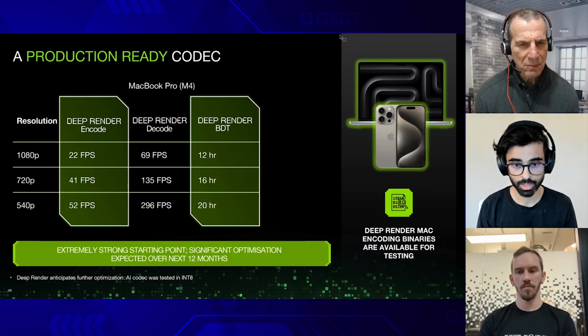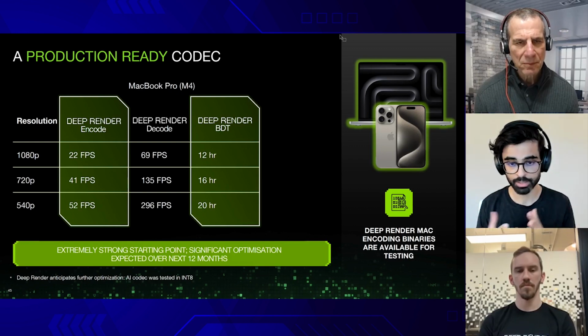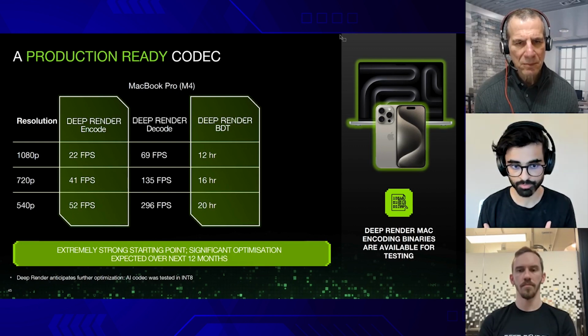And the last column is BDT. BDT is battery drain time, where we start off the device at 100%, play back a 1080p 30 FPS stream until the battery runs out, and measure the time for that. The previous encode and decode numbers are also at 1080p resolution. You can also see at 720p and 540p that the numbers scale very well.